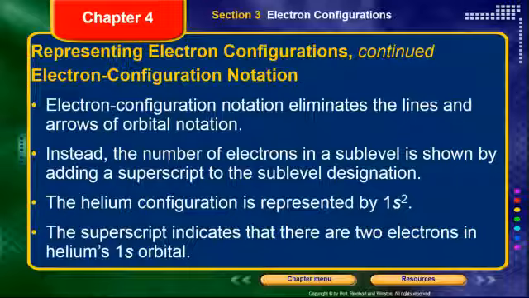Now the lowest energy level available is n equal to 1. The lowest energy sublevel is the s. So we have 1s2. So again, the superscript indicates that there are 2 electrons in helium's 1s orbital.